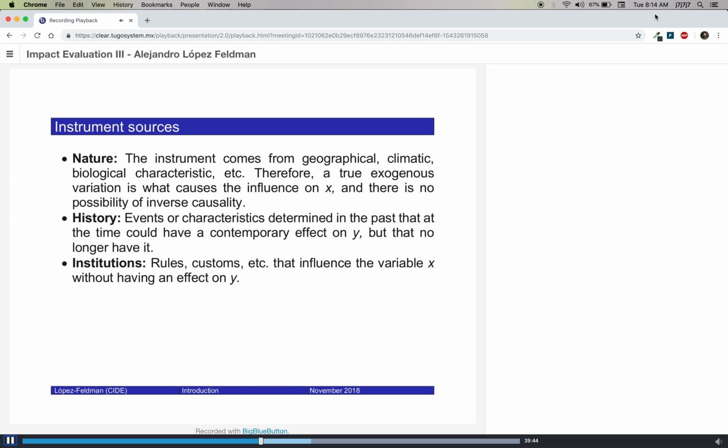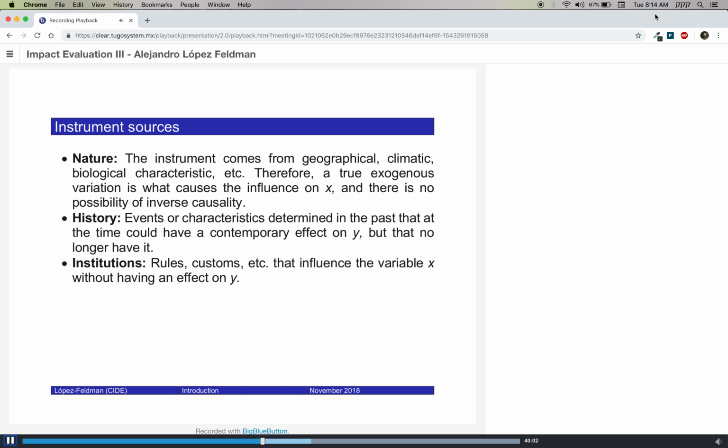And once I did this, okay, so where do I get the instruments? Who is going to help me to get them, or how do I solve these problems? There are different sources.